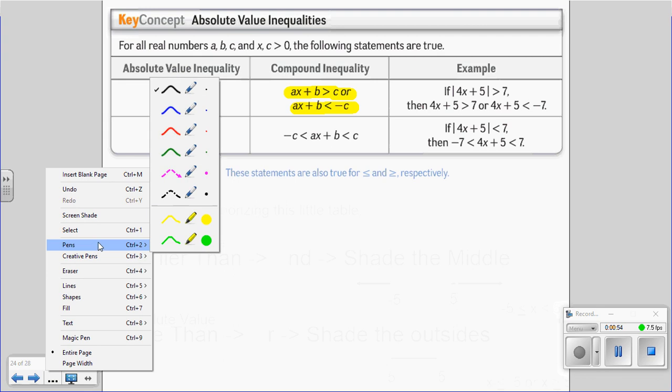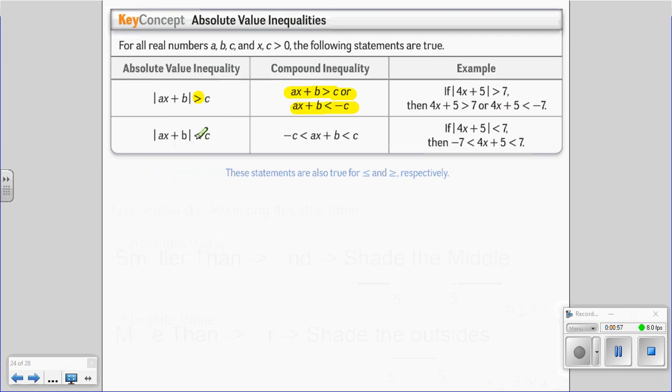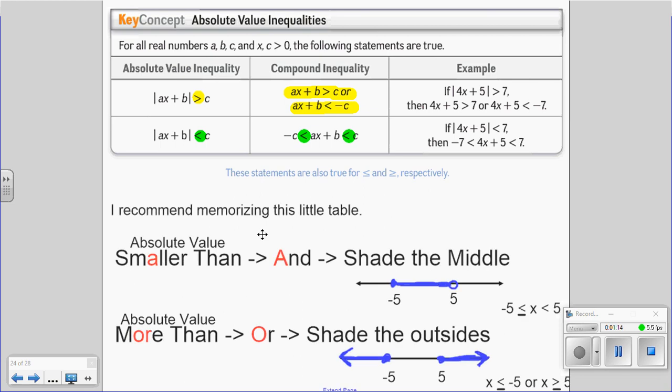However, when it is less than, it's in between because it's smaller. So when it's less than, you write it in between. So again, if it's smaller, it's and. You shade the middle when you graph. If it's more than or, you shade the outsides. So more is or. Remember, more than or greater than, it's or. Hopefully that helps.